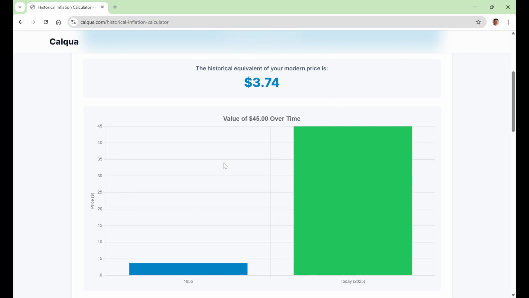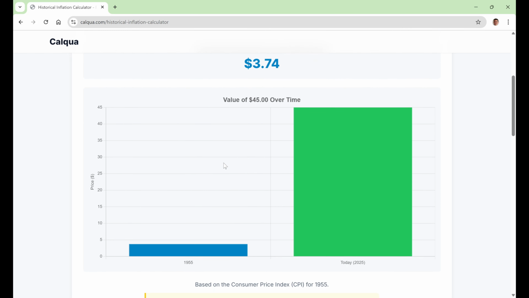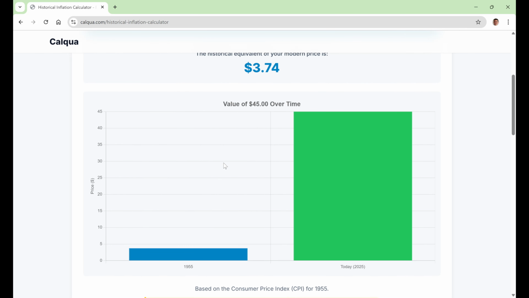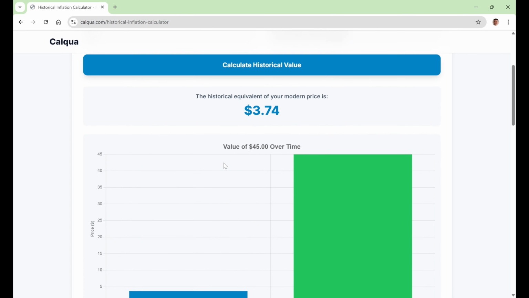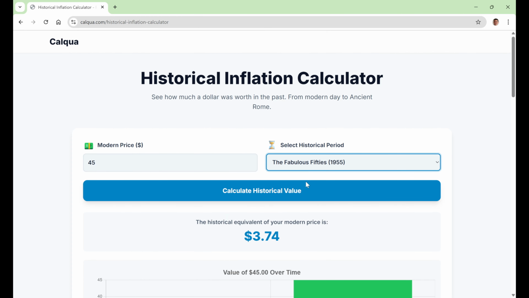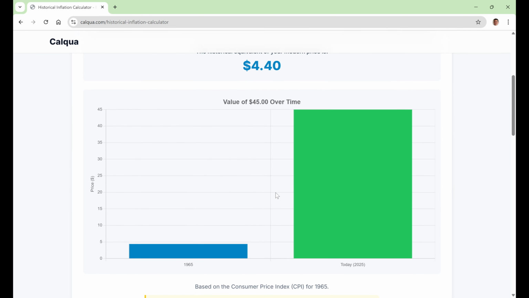This was a period of sustained, moderate inflation driven by a combination of strong consumer demand and government spending on infrastructure and defense. Our next stop is the year 1965, a vibrant period of social and cultural change often referred to as the swinging 60s.